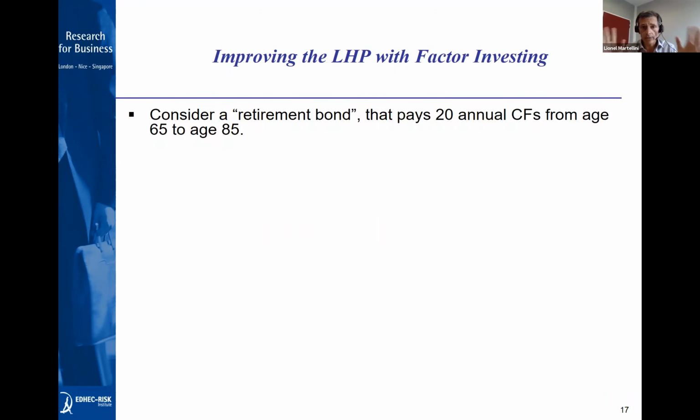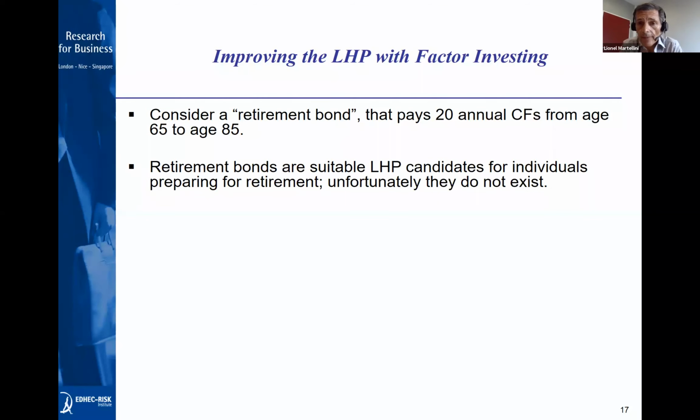So let's consider what we call a retirement bond. A retirement bond is a fictitious asset that doesn't exist, that pays, let's say, 20 annual cash flows from age 65 to age 85. I call it a retirement bond because for any one of us, it would be a very convenient asset, paying replacement income when we need it the most, which is the first 20 years in retirement. These retirement bonds are very good candidates for entering liability hedging portfolios for individuals. And the equivalent of these aggregate retirement bonds are exactly what pension funds need when it comes to defeasing their liabilities. Now, the problem is these bonds do not exist.